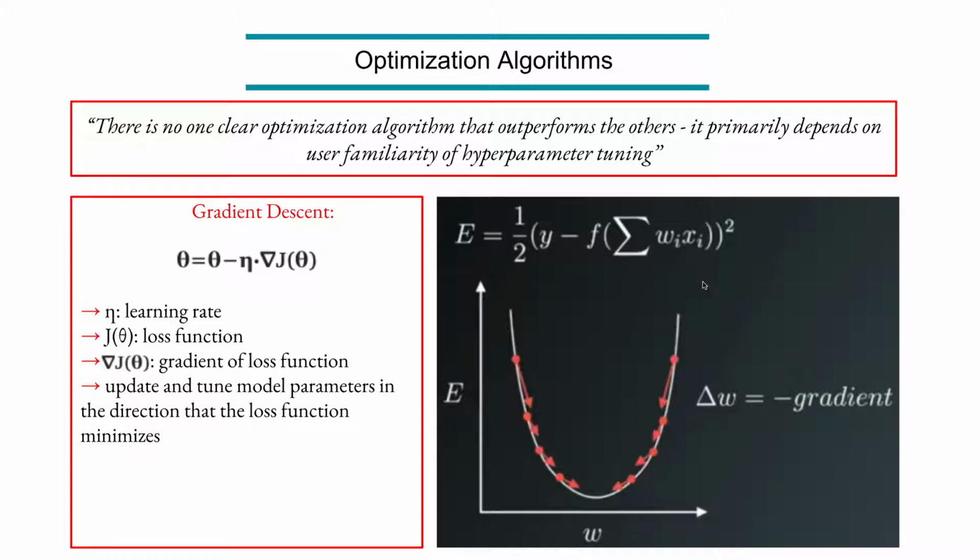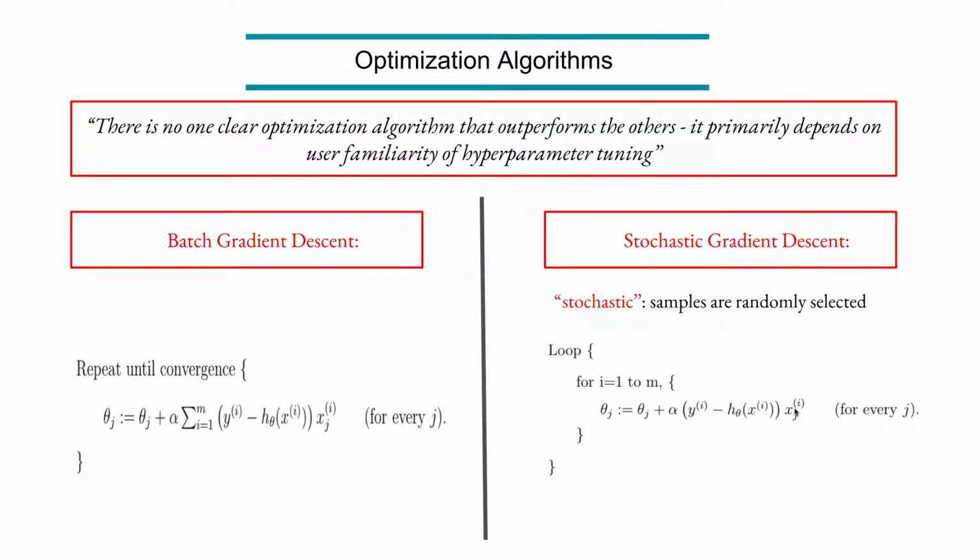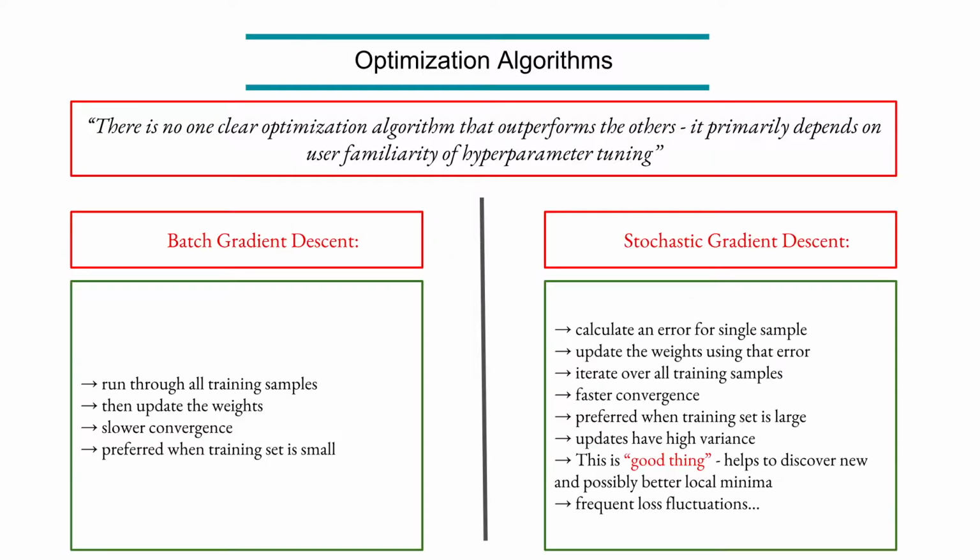So this is our loss function, the L2 loss function, and we want to find the direction of the gradient to make some steps towards a local minima. So let's compare batch gradient descent and stochastic gradient descent. Maybe we have to read this first.